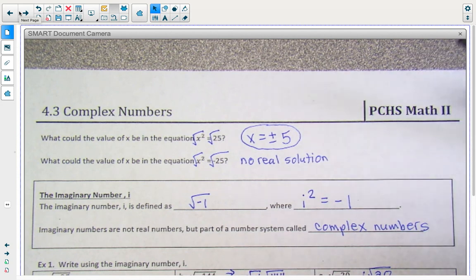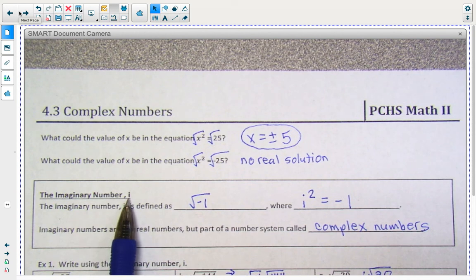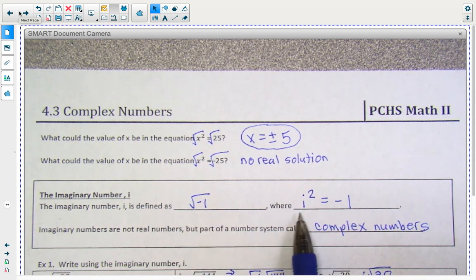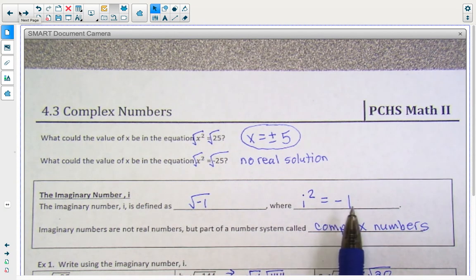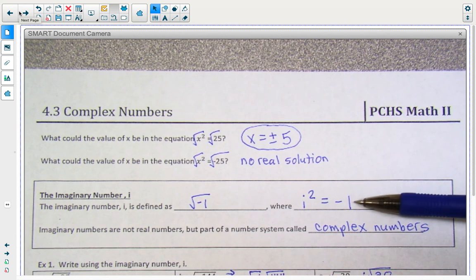But now we can keep going because I'm going to introduce something to you called an imaginary number. So the imaginary number is represented by i. So i for imaginary. The imaginary number i is defined as the square root of negative 1, where i squared equals negative 1. Now, hopefully this stands out to you because it should be the only number that you know of that when you square it gives you a negative. Any other number when you square it is going to give you a positive number.